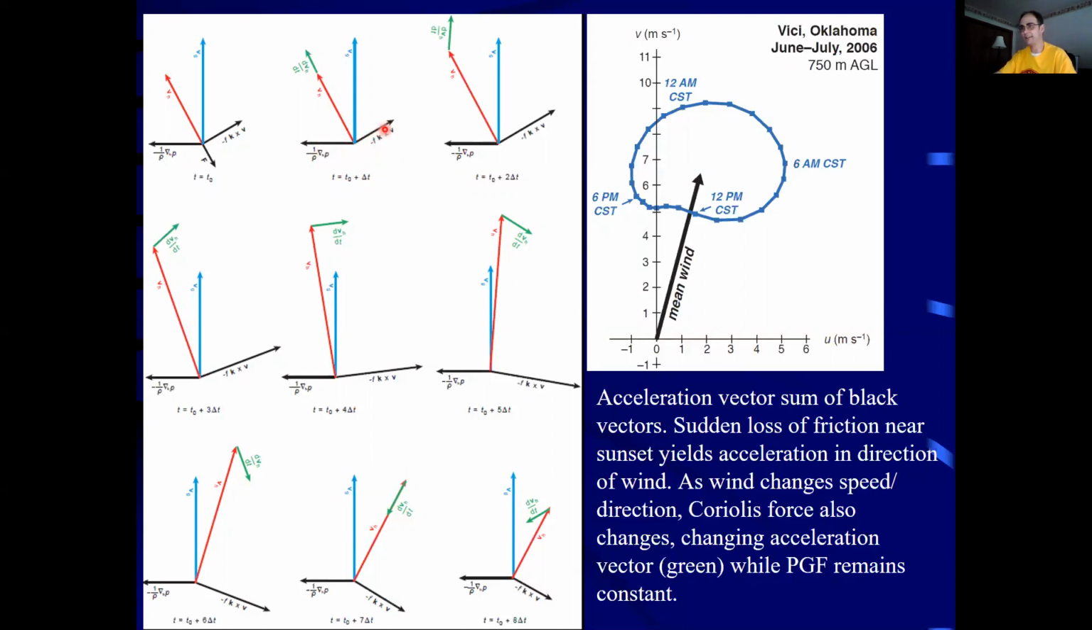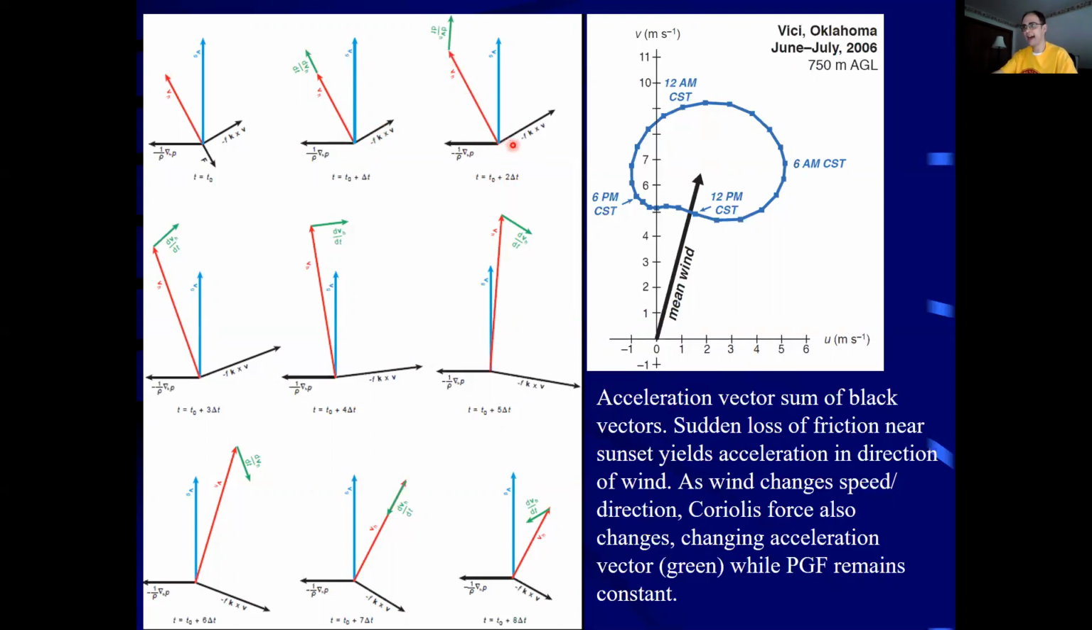They're not in balance, and so that's going to generate a net acceleration or a net force in the direction of the vector sum of these forces, which is going to be equal to the opposite of the frictional force. It's going to be in the opposite direction of friction, which means it's going to be in the same direction as the wind. So if we go forward another time step, what happens is we're accelerating the flow in the direction of the flow, so the wind speed increases.